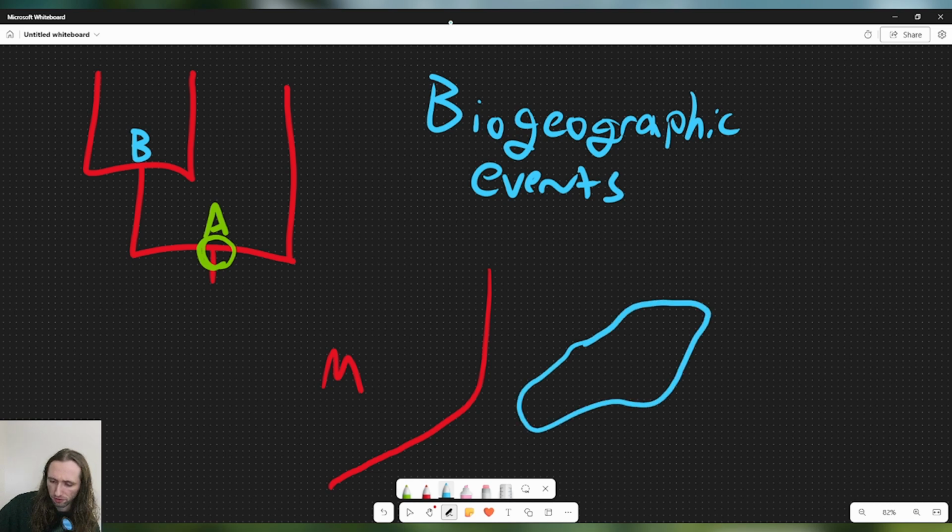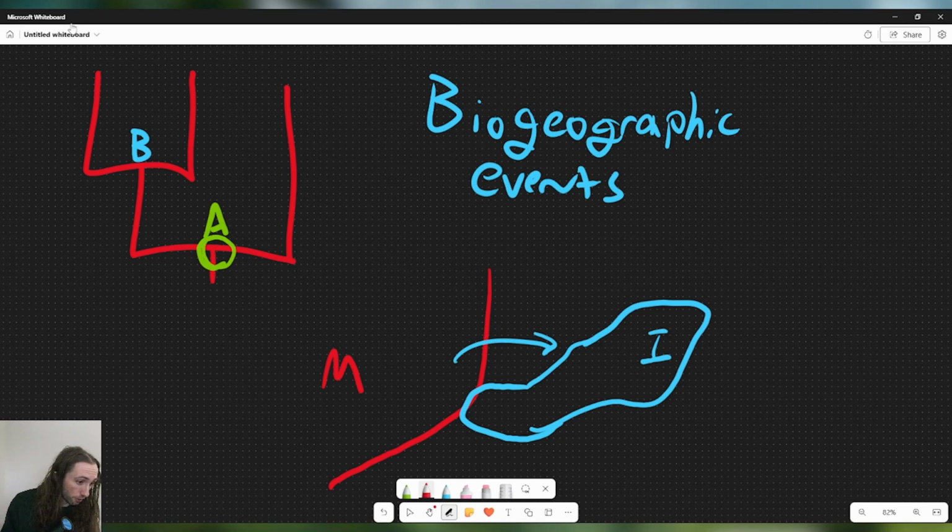And for all intents and purposes, these organisms aren't birds. They're not flying between it. Maybe they're lizards, and it's very difficult for them to cross between the mainland and the island. But during repeated events in history, the sea levels have changed. And what that's caused are different time periods where the island and the mainland are connected, allowing for dispersal between either.